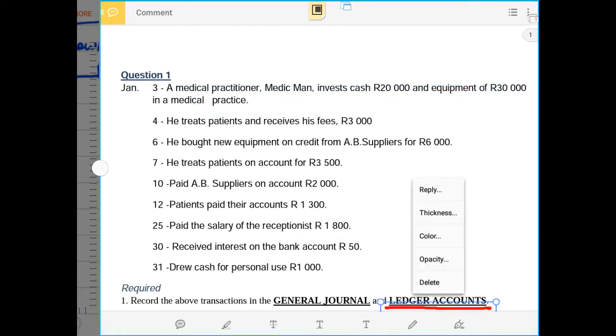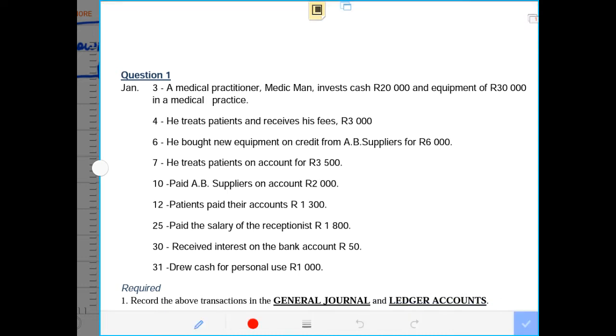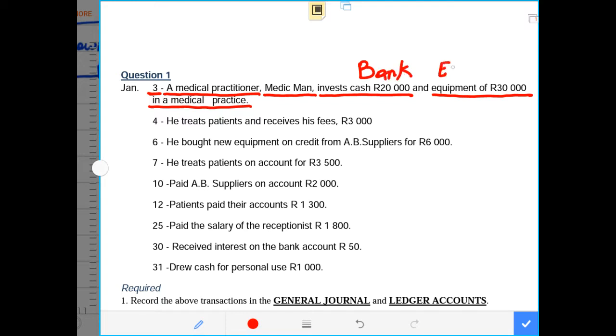And the first ledger account that we'll have to open will be from the 3rd of January, where it says a medical practitioner, which is Medicman, invests cash of 20,000 and equipment of 30,000 in a medical practice. So now we see that there is money involved, 20,000 deposited in the bank account, and there is another asset called equipment. Remember, both of these are assets.